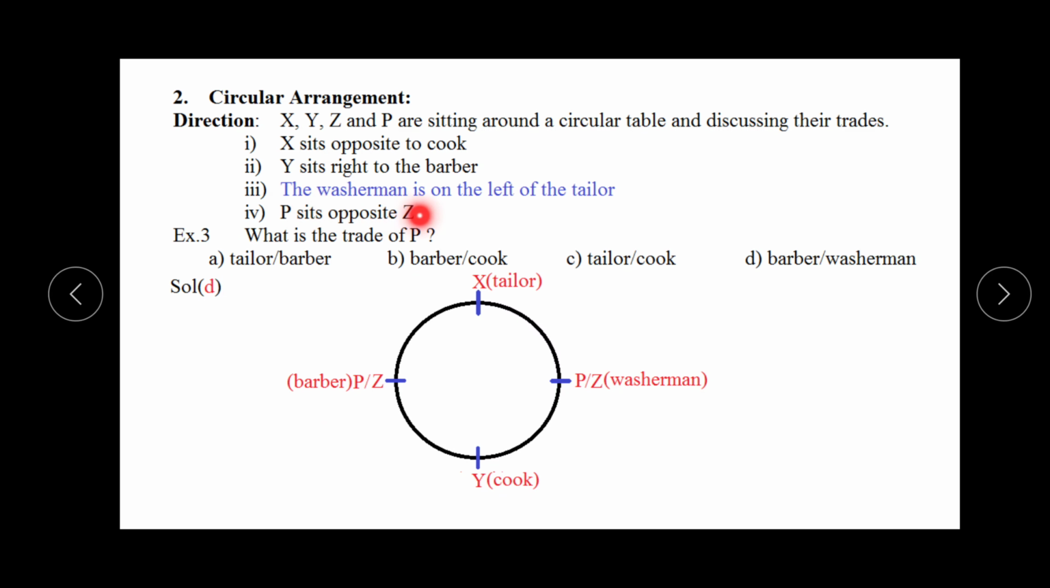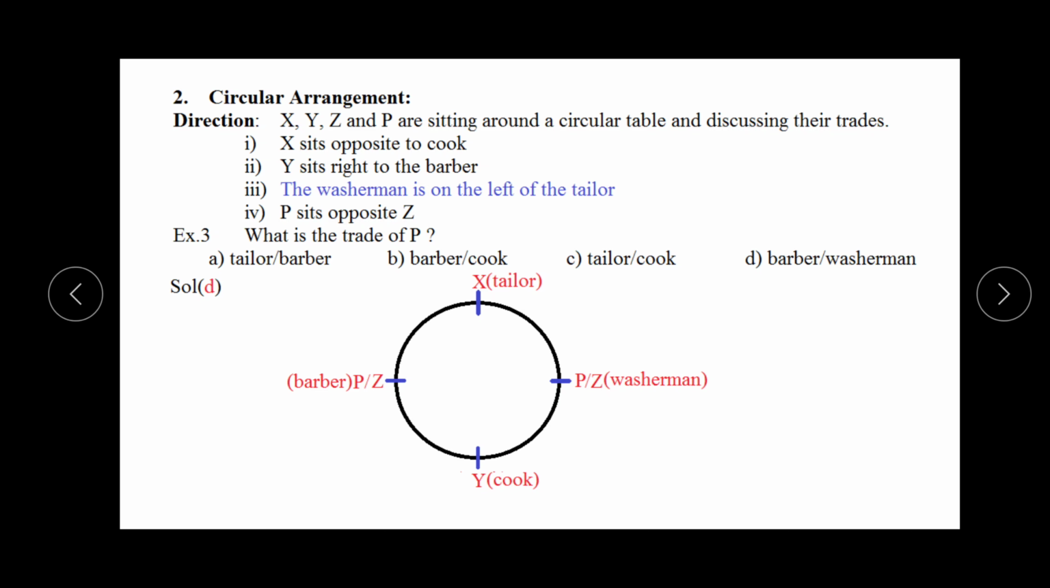The next is: the washerman is on the left side of the tailor. These two positions were vacant. Now we will take the washerman at this place and the tailor at this place, because if we take the tailor at this place, then the left side is vacant and we can fill it with the washerman. So for the trades, the positions are fixed. This is the tailor's place, this is the barber, this is the cook, and this place is for the washerman. But it is not fixed for the two persons, P or Z. For X it is fixed, for Y it is fixed, but for P or Z no information is given.